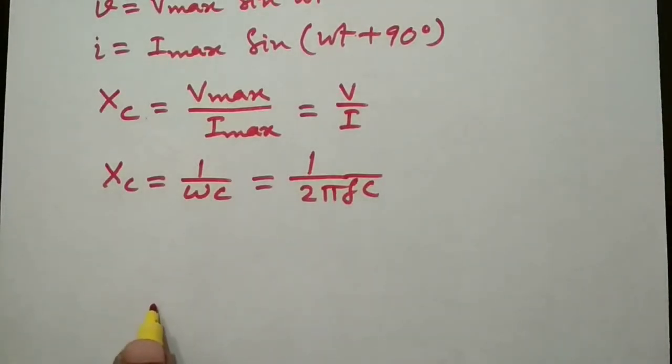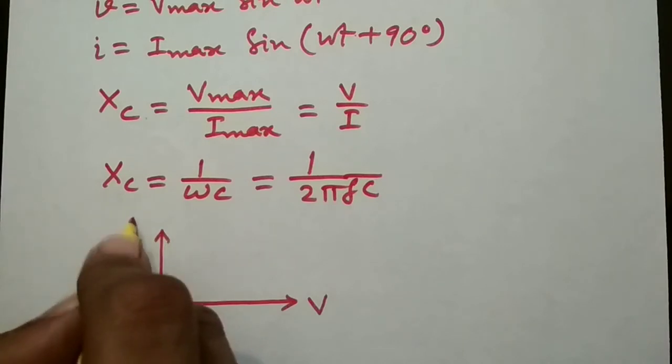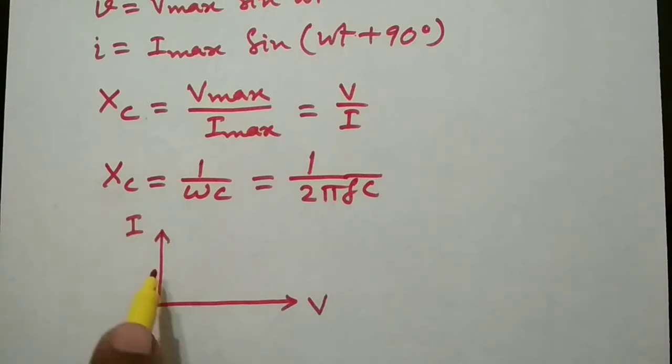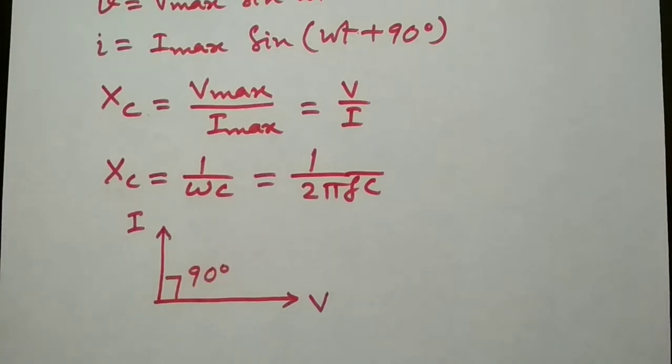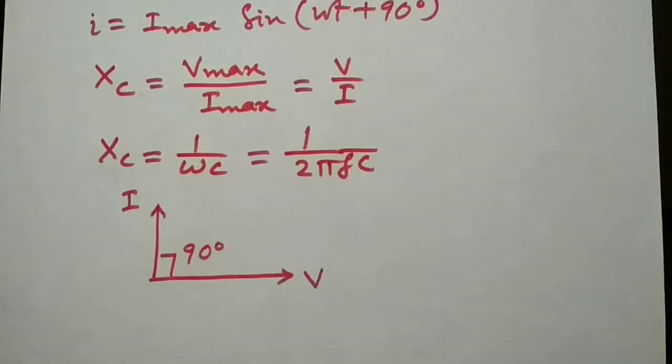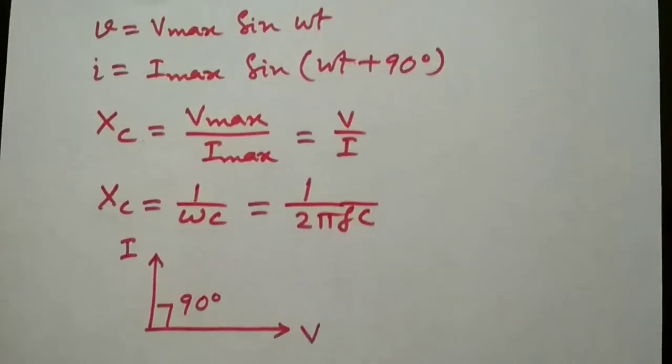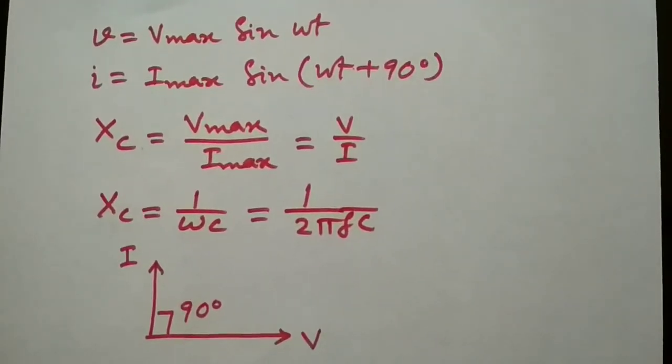The voltage is considered as the reference. So for a capacitive circuit, the current will lead the voltage by 90 degree. And the average power over a complete cycle is equal to 0. So these are the concepts for a purely capacitive circuit.